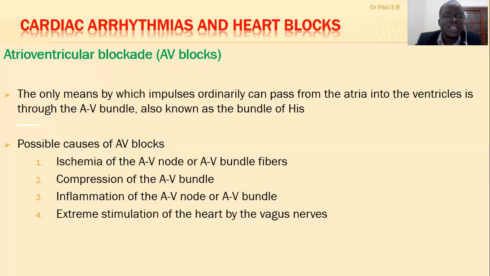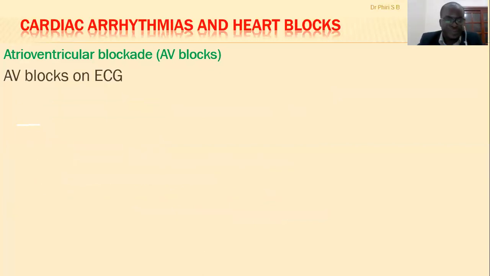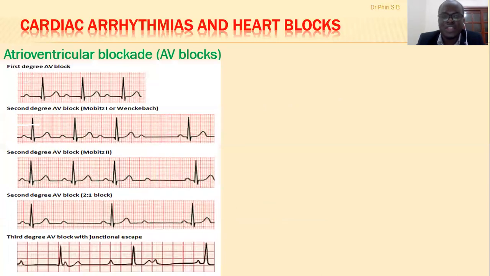Just not to say that extreme stimulation of the heart by the vagus nerve can also bring about atrioventricular or AV blocks if you want. So we proceed. Let's look at these AV blocks on the ECG. How can you tell the different types of AV blocks on the ECG? We speed up. So this table here is showing you different types of AV blocks. So I'll take my time so that you understand.